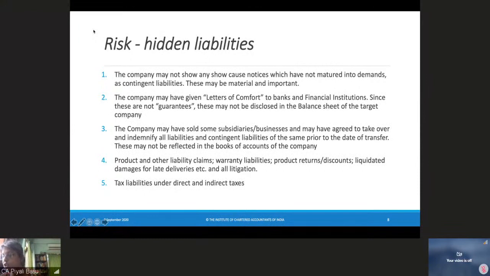Yes, Rahul, I'm sorry, I changed the slide. Yes, we have to check tax litigation by checking the PF returns.